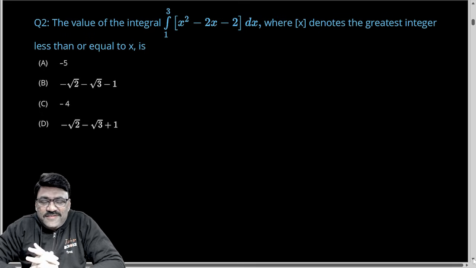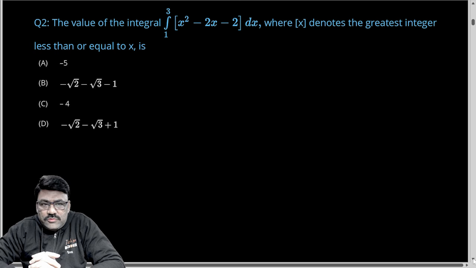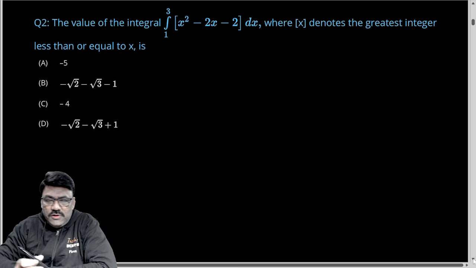Okay, see this question. This is from definite integration. You have to integrate from 1 to 3 the integral part of x square minus 2x minus 2 dx. Greatest integer function. Now let's see how to do this.